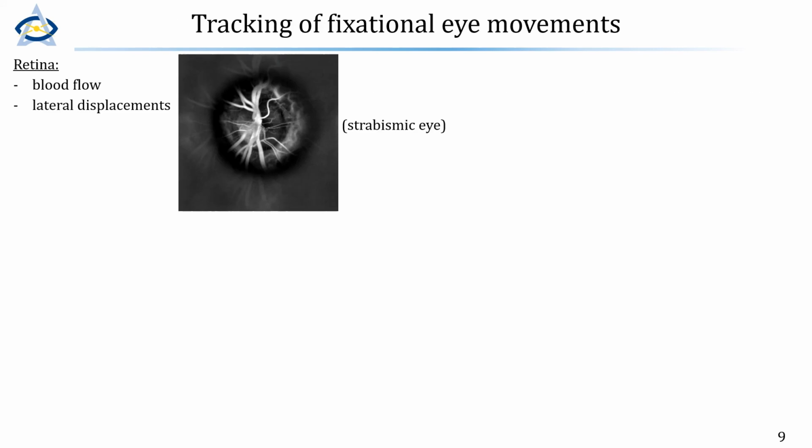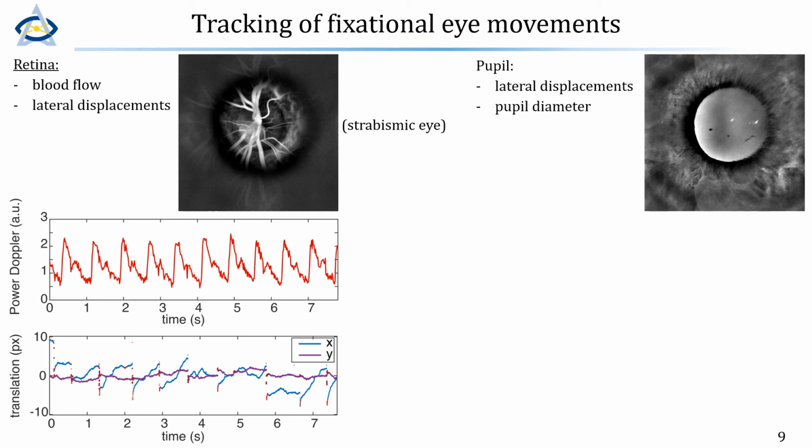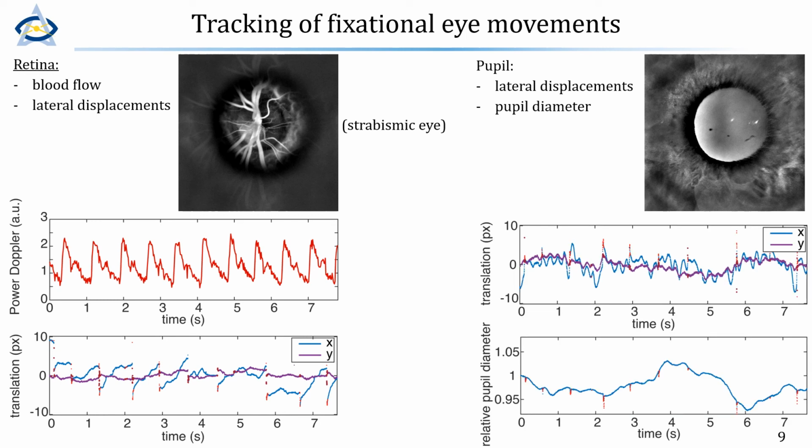So we use the same data set that we obtained from an eye that was affected by strabismus, and the retina. When we're doing our blood flow movie, we are able to assess the variations of blood flow in an artery, and we can also monitor the lateral displacement of the eye fundus through the registration of the blood flow movie. We can do the same in the pupil, measure the lateral displacement and the pupil diameter, and found some very uncorrelated signals for these 4 different parameters over time.